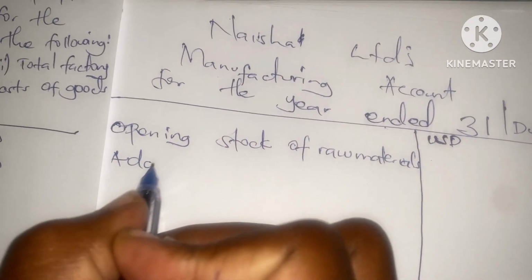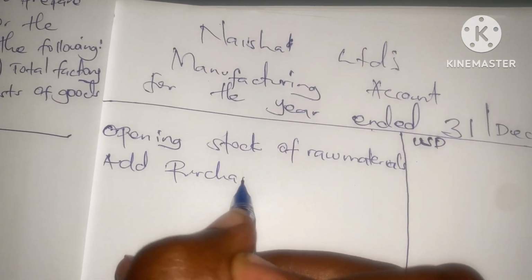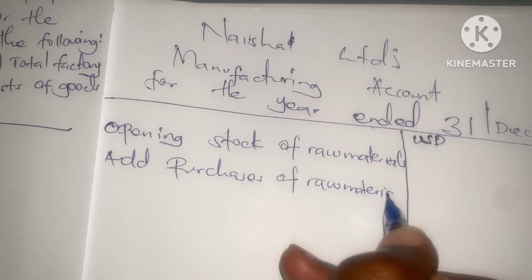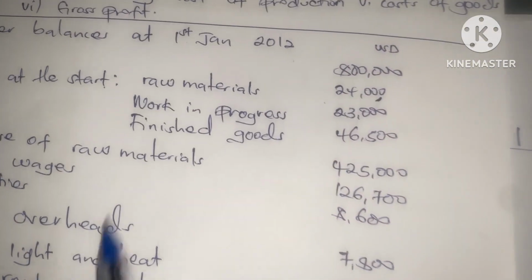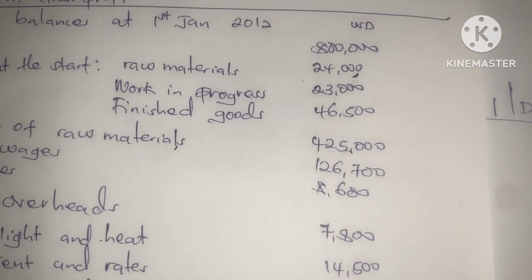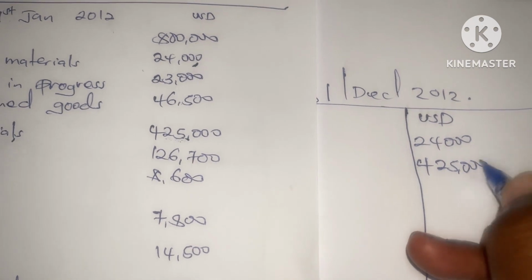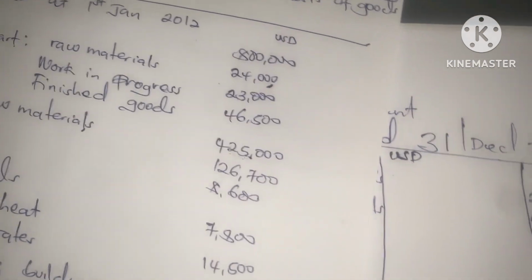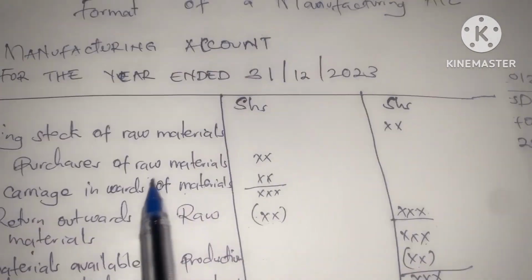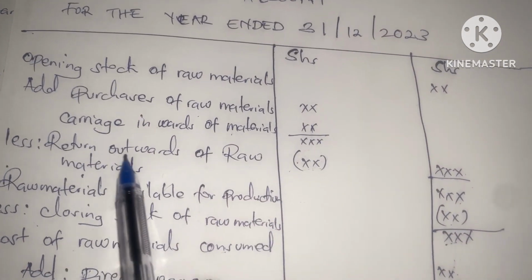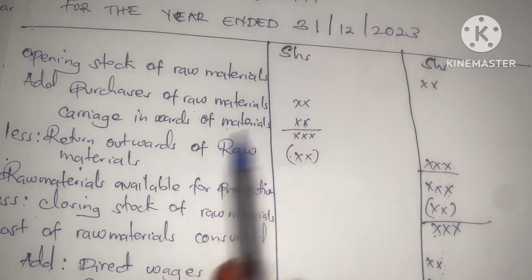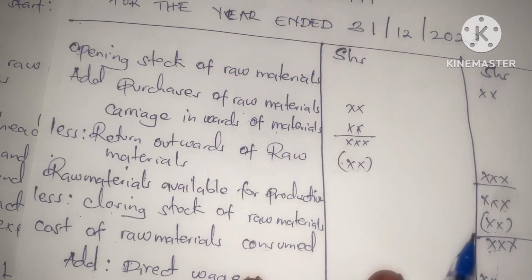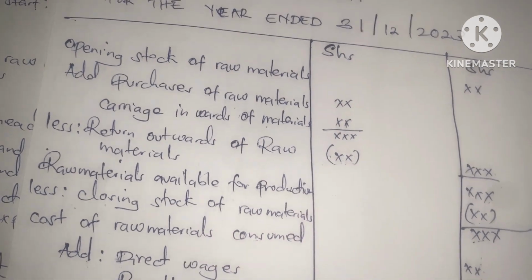Then we add the purchases of raw materials. Do we have it? Yes, we do. It is 425,000. Then we are supposed to also add carriage inwards, but it's not there. According to our formatting, we are supposed to add carriage inwards. Then we are supposed to less returns outwards, but these are not there in the question. Meaning we are going to just go direct and less closing stock of raw materials, of which we have that one.